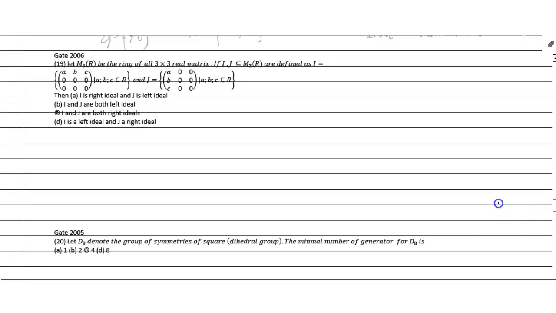GATE 2006. So friends, in the GATE 2006, you see that let M3(R) be the ring of 3 cross 3 real matrices, and I, J in M3(R) are defined as A, B, C. This way and this way can be defined.